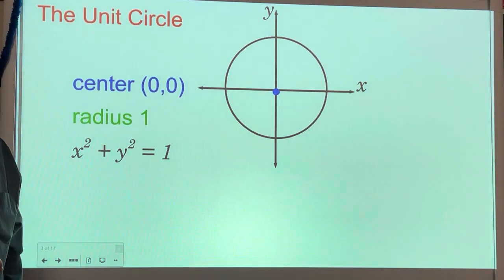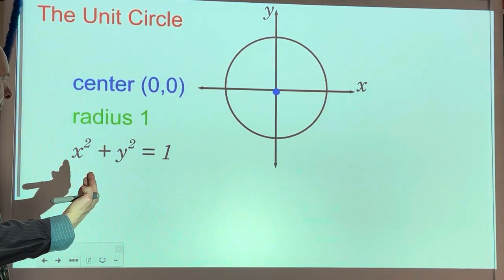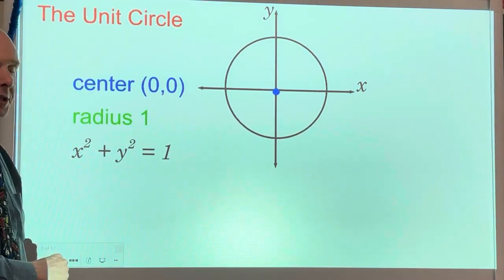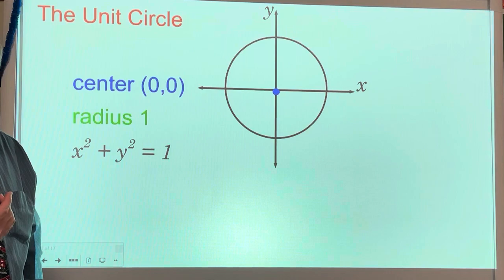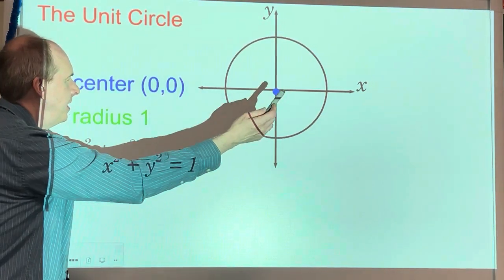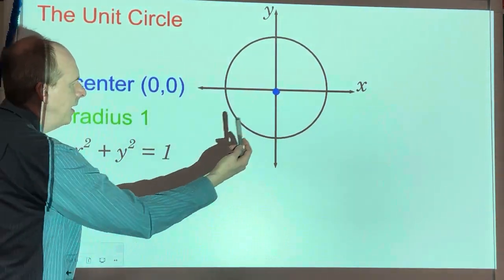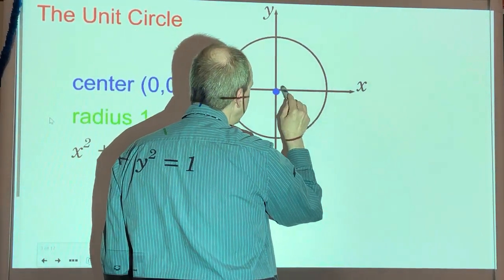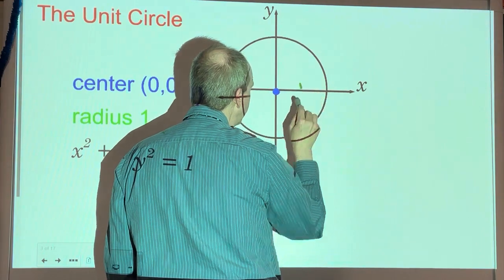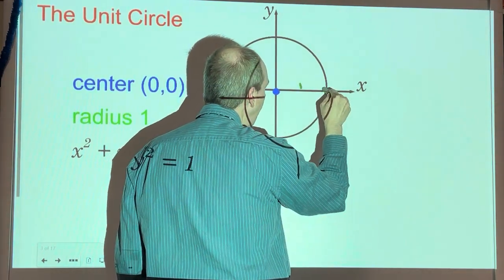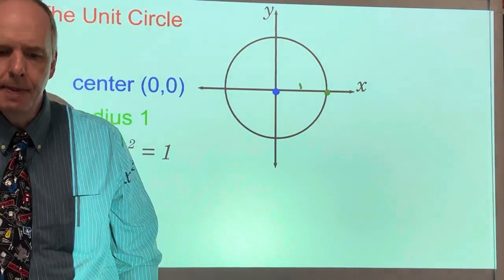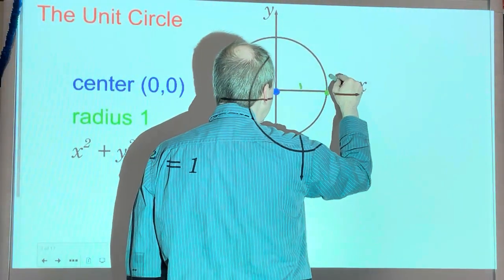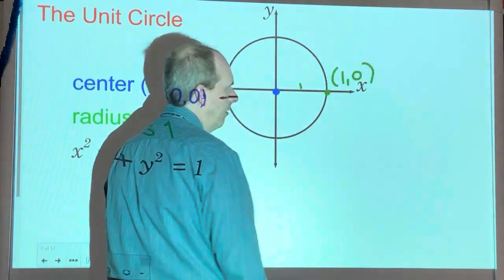For a circle, our equation would be x squared plus y squared equals r squared. Well, 1 squared is 1. So we get x squared plus y squared equals 1. That's giving us our center of 0, 0, radius of 1. So if this is 1 unit from here to here, that gives me a point right here. And that point would be x is 1, y is 0.